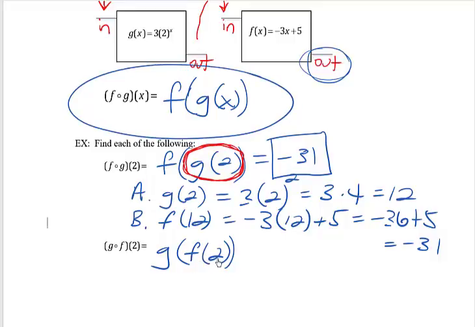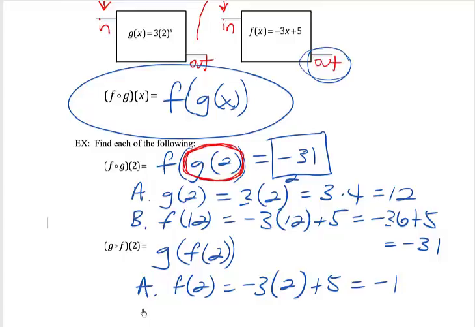Well, this time, even though I'm still starting with a 2, it's being stuck into the f function first. So I need to calculate f of 2 as a first step. That's the linear function. Replace all the x's with 2. This looks simple enough we can just write it down. Negative 6 plus 5 would be negative 1. That's not my final answer, because then I'm to take the negative 1.